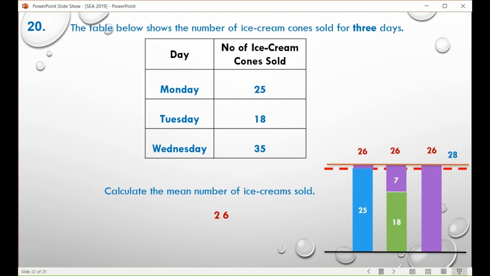The way that teachers will do it for the SEA preparation is they will say, well, we have 25 on Monday, and we have 18 on Tuesday, and we have 35 on Wednesday. So let's see if we could add up all together. And even in adding, there are so many different ways that different teachers show their students.